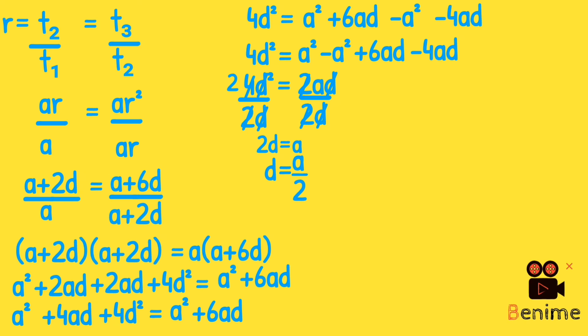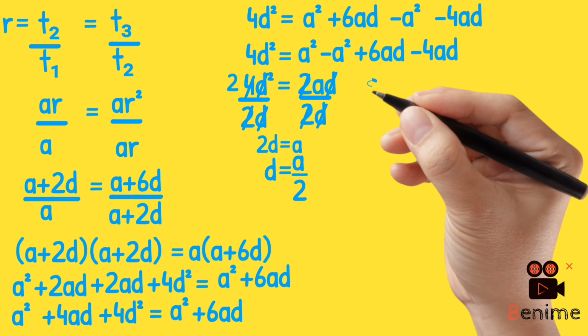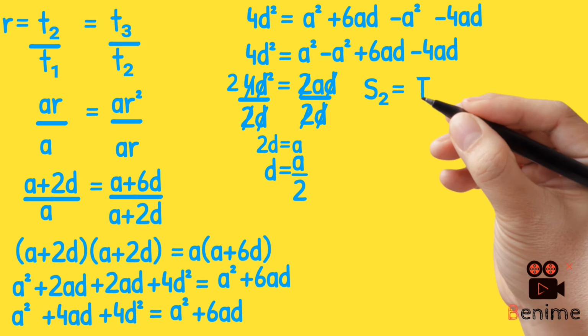So that means adding the first two terms. That's adding first term plus second term. So first term is T1, second term is T2. We're adding T1 plus T2. So what they say, sum of the first two terms, that's S2 is T1 plus T2, and they said it is equal to 6.